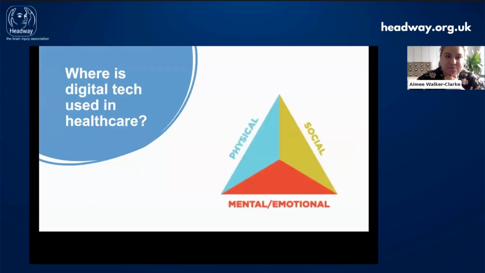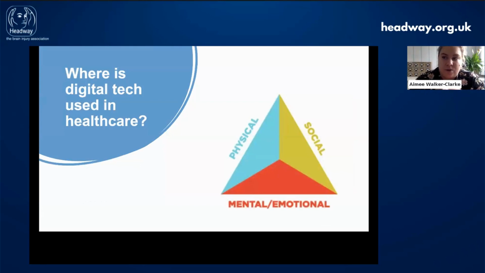So where is digital tech used in healthcare? Well, in a nutshell, it's everywhere, in all aspects of health and all areas. Some of you might be familiar with this little icon here. This is the health triangle, and it basically brings to the forefront that health isn't just about physical health. It's about mental and emotional well-being, as well as social well-being.